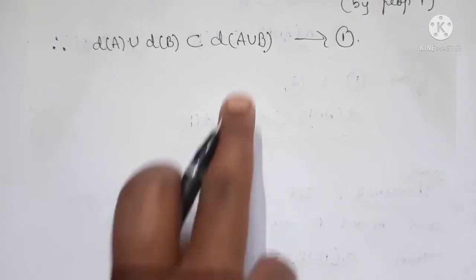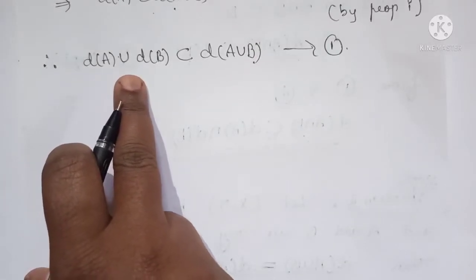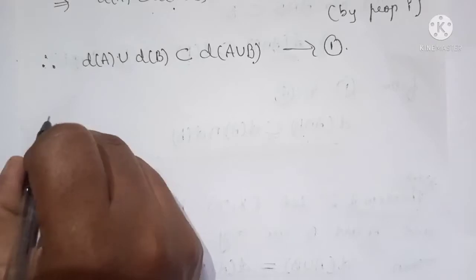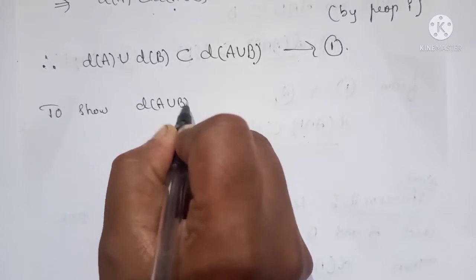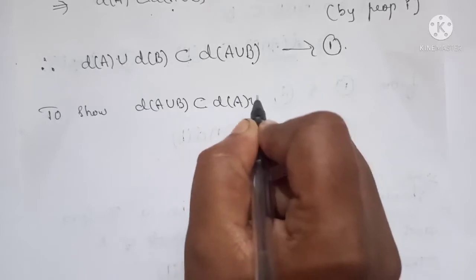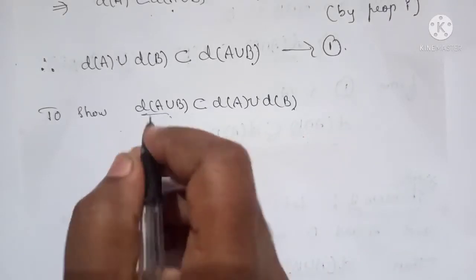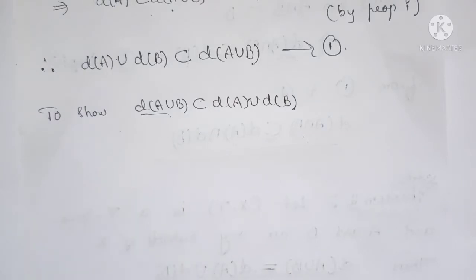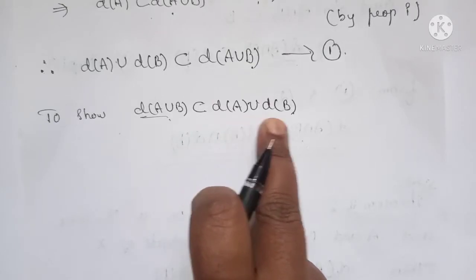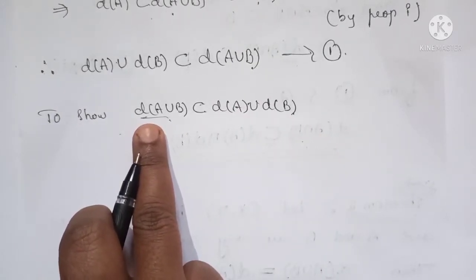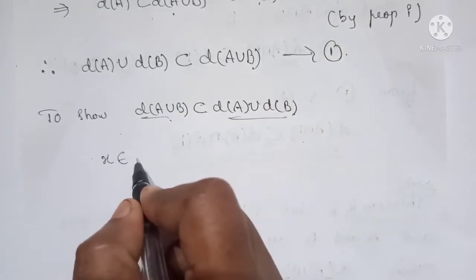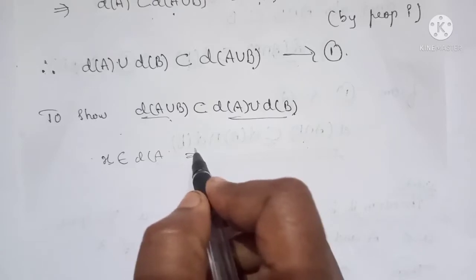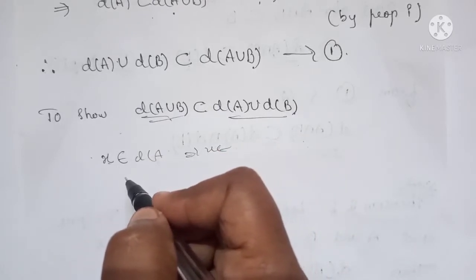Now we prove the second one. We have to show that the derived set of A union B is a subset of the derived set of A union the derived set of B. For this we go for the reverse, that is, we show that if x does not belong to the derived set of A union the derived set of B, it implies that x does not belong to the derived set of A union B. So instead of showing that any element x belonging to this set implies that x belongs to that set, we go for the reverse case.